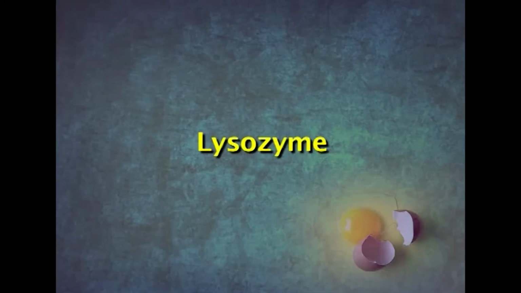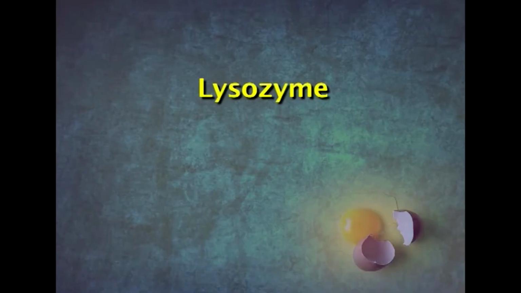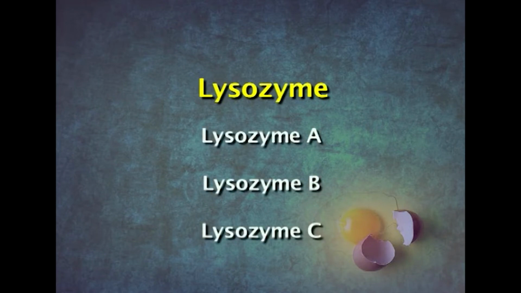Now, lysozyme is one of the contents of the egg, and it is to an extent of 3.5%. This is an enzyme which is capable of lysing or dissolving the cell wall of bacteria, and it is composed of three components: lysozyme A, lysozyme B and lysozyme C.